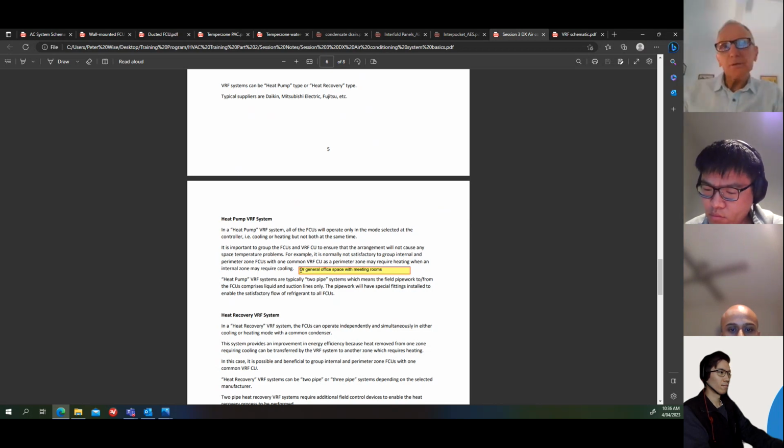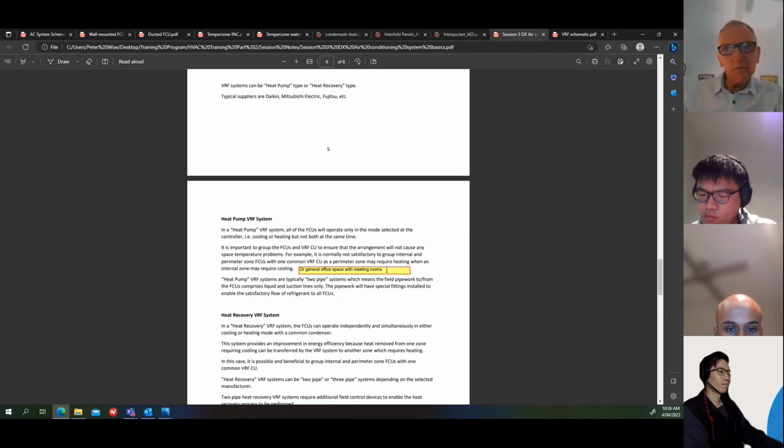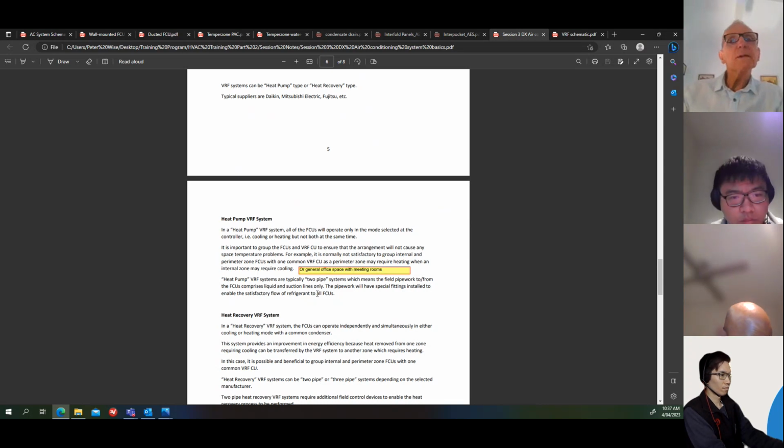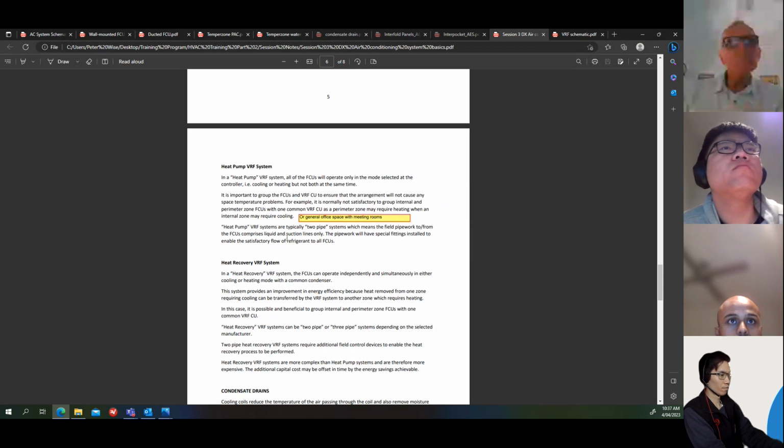The same thing occurs if you've got general office space and meeting rooms. If you've got a meeting room where a lot of people go at one time and it gets very hot in there because they're in there for an hour or two, if they want cooling, but the general office doesn't need the cooling, the meeting room may not get it, or vice versa. The meeting room wants cooling, but the office doesn't. So just group them together so they're in the same thermal zone.